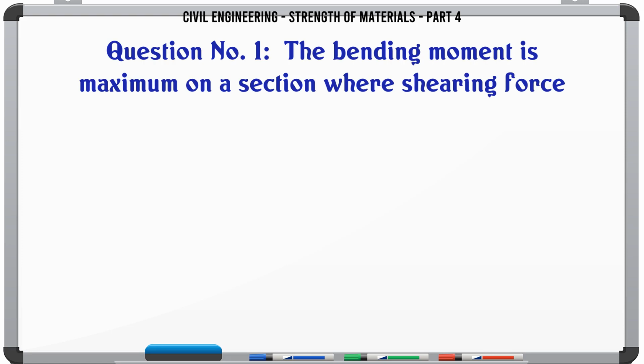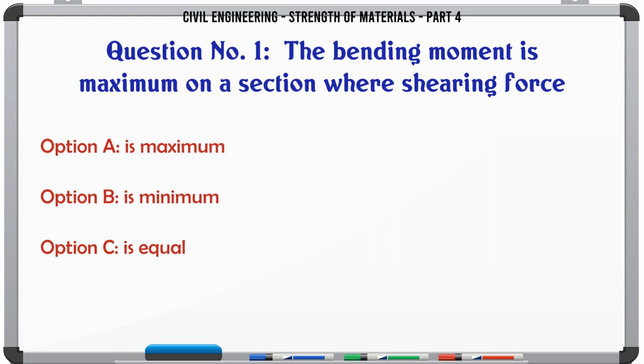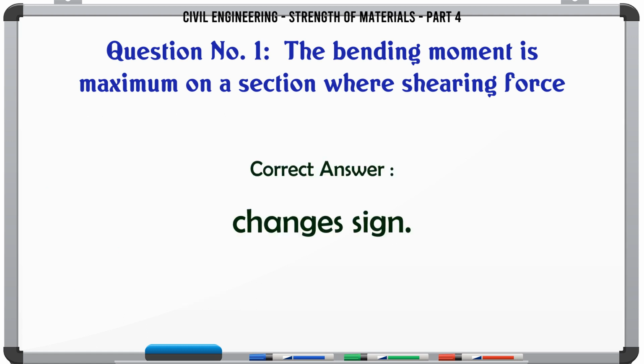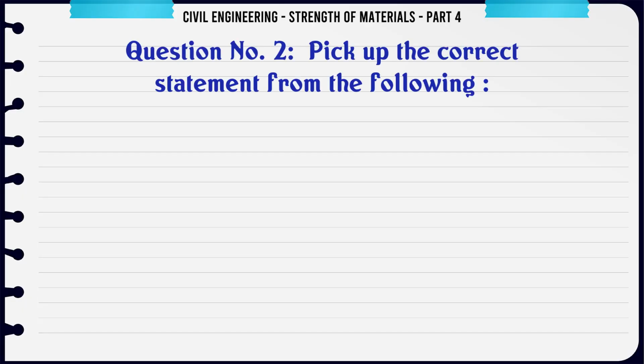The bending moment is maximum on a section where shearing force A: is maximum, B: is minimum, C: is equal, D: changes sign. The correct answer is changes sign. Pick up the correct statement from the following.